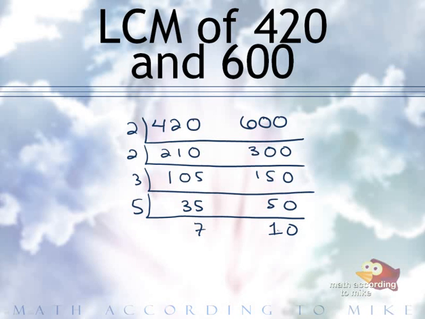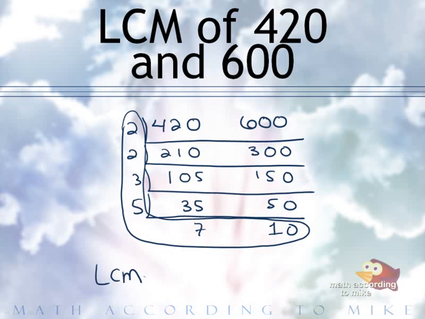Well, this is also a good method to use because it's a 2-for-1 special. Remember, the 2, 2, 3, and 5 off to the left would give you the GCF. But as far as where the LCM is, you multiply all the numbers, the ones you pulled out, and whatever is left over. So your LCM is 2 times 2 times 3 times 5 times 7 times 10.